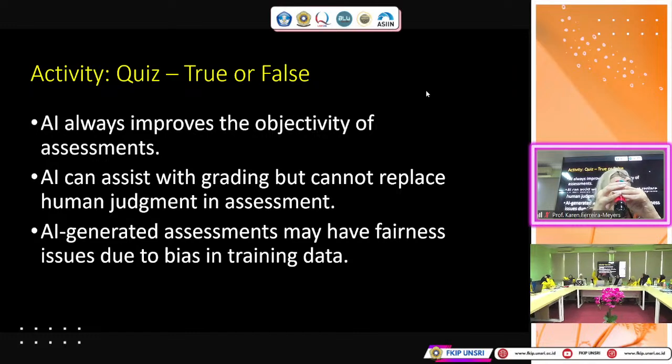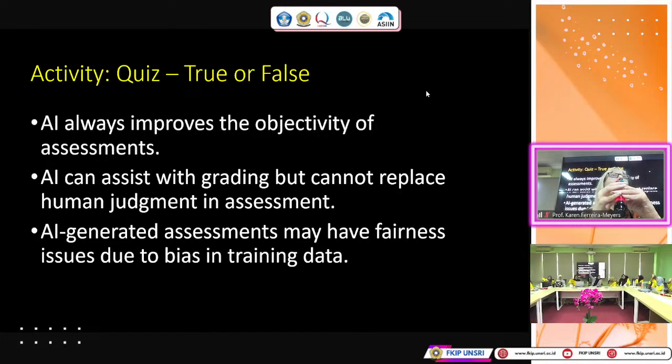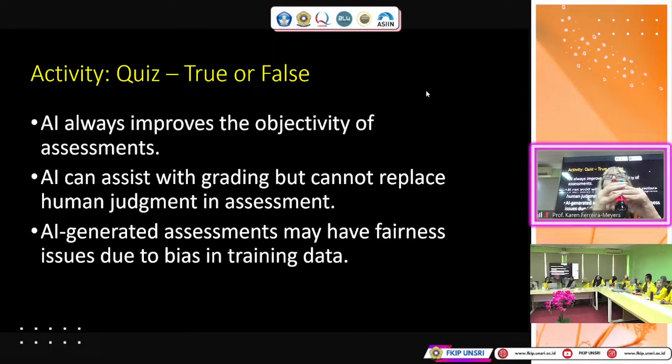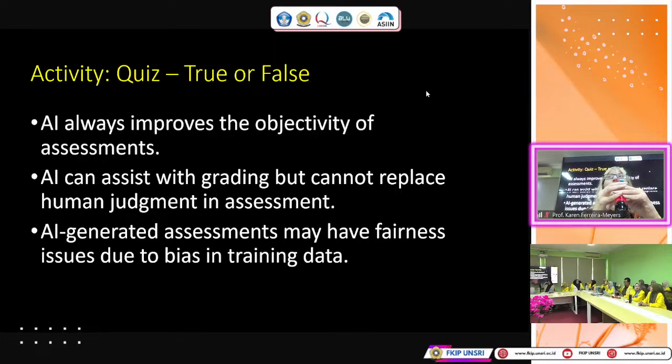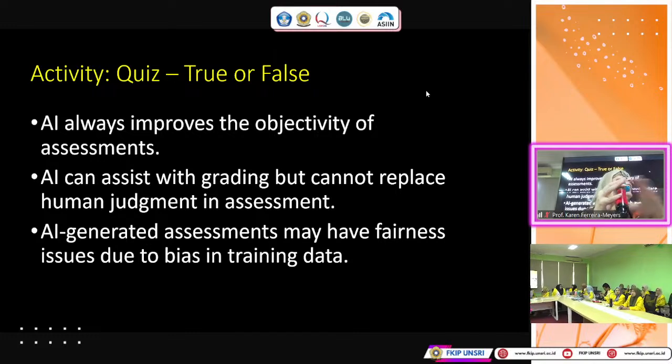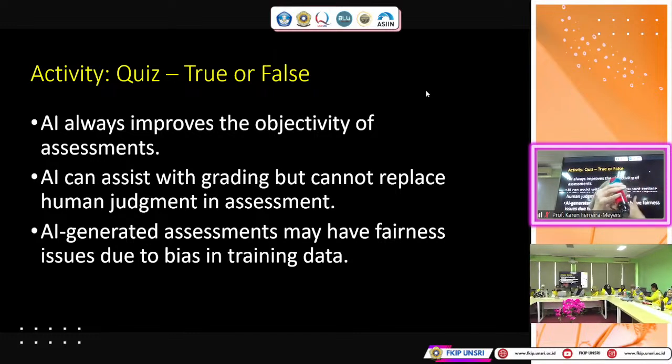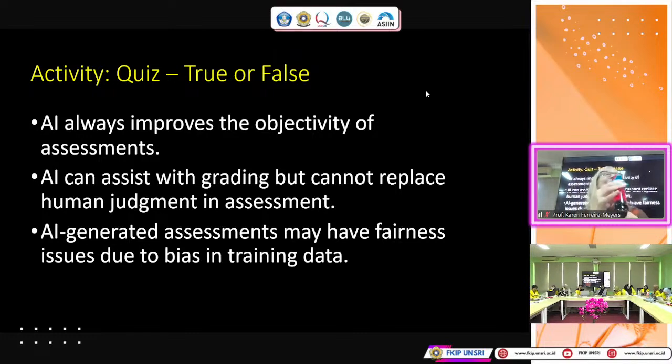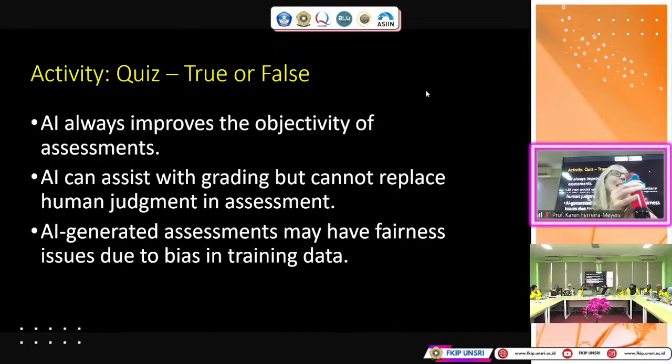Okay, who thinks AI always improves the objectivity of assessment? Raise your hands. I see changing of. Yeah. They saw my face. I think I should have hidden my face. You should have a poker face. I should have a poker face. Yes.